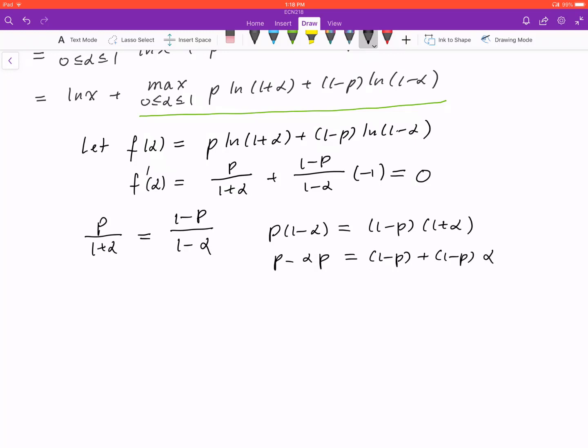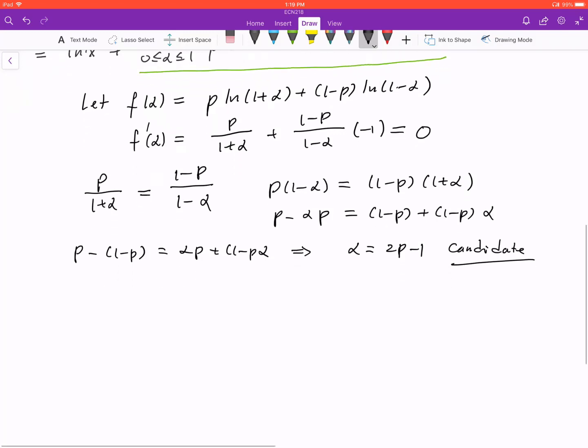Now remember, we are trying to solve for alpha, so we don't really need to multiply everything out. And then we move terms around. So we have p minus (1 minus p) is equal to alpha p and plus (1 minus p) alpha. So we have over here alpha is equal to 2p minus 1. And remember, this is our candidate for maximum.